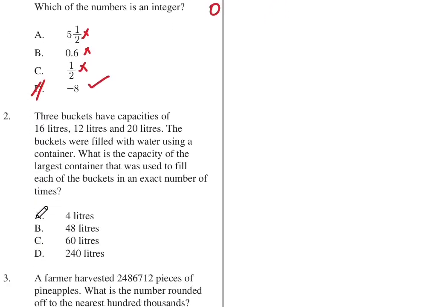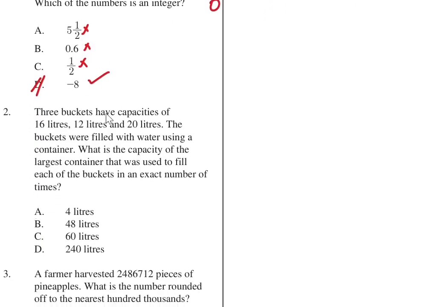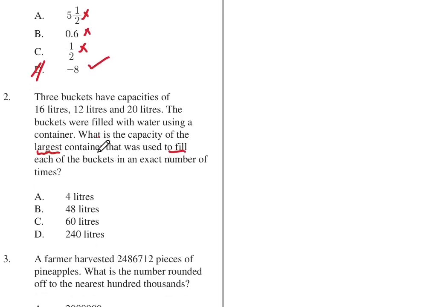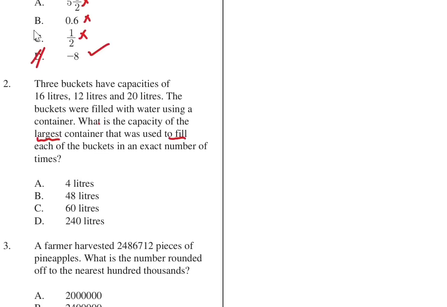We continue to number 2. 3 buckets have capacities of 16 liters, 12 liters, and 20 liters. The buckets were filled with water using a container. What is the capacity of the largest container that was used to fill each of the buckets an exact number of times? So in the line, we underline here largest container and used to fill. When you hear largest container, that is simply what we call the GCD. So our work is to get the GCD of 16, 12, and 20.